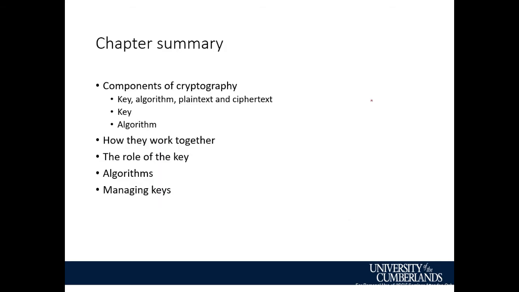So what did we cover today? Components: the key, the algorithm, the difference between plain text and ciphertext. Again, the key, how important is that? The algorithm, that's the part that does all the encryption for us. It is the programming. It's the part that gets into the nitty-gritty. We put them together on how they all work. What are the roles of them all? What's the role of the key? How important is that key? The algorithm, how does that come together? And managing the keys. So that was a chapter summary for chapter 3.